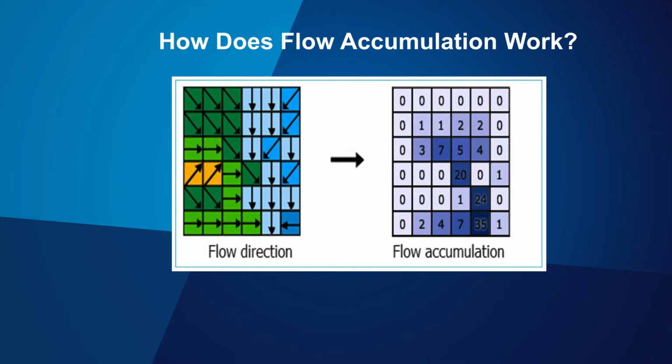How does flow accumulation work? Flow accumulation is calculated based on the flow direction. The value of a cell in the flow accumulation raster is the number of cells that flow into it. For example, if one cell has a value of 20, it means 20 cells flow into that one cell.